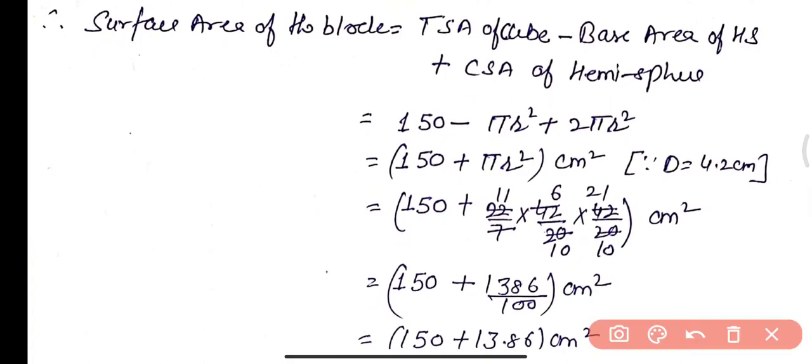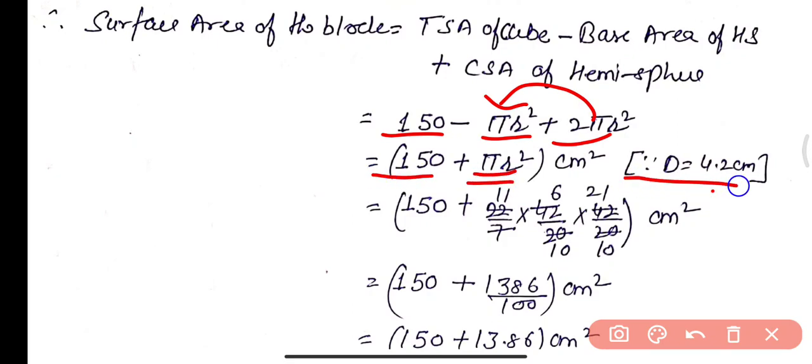So total surface area of the cube is 150 centimeter square. Base area of the hemisphere is a circle, so that's why this will be pi r square, plus the curved surface area of the hemisphere, which will be 2 pi r square. So 2 pi r square minus pi r square will be pi r square. So 150 plus pi r square.